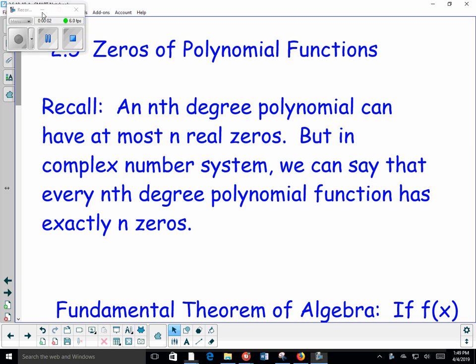Okay, all right, so this is section 2.5, zeros of polynomial functions.